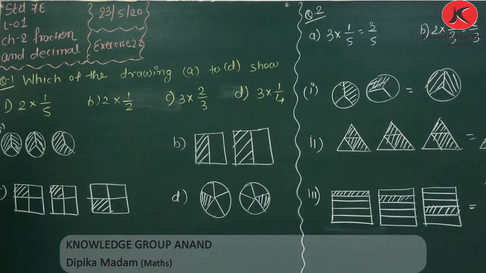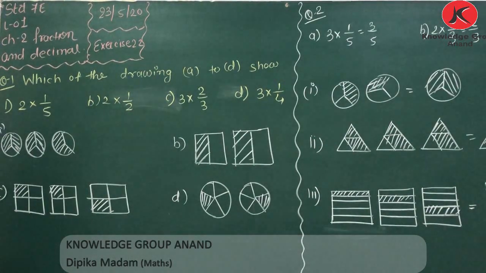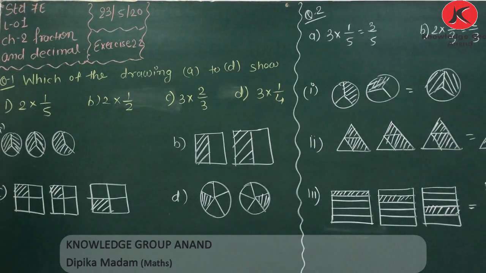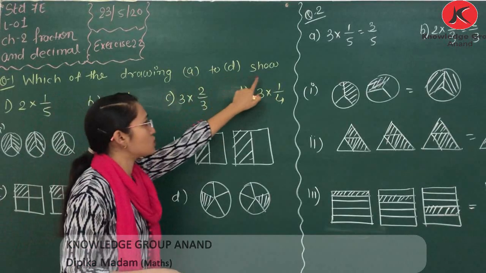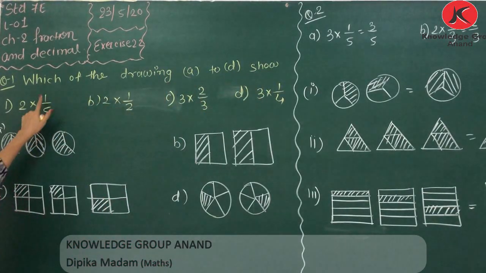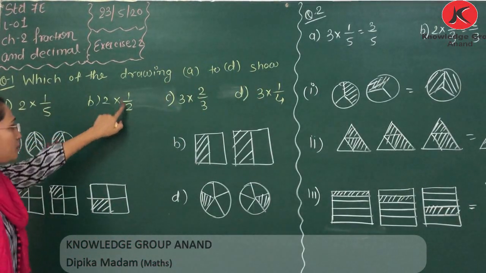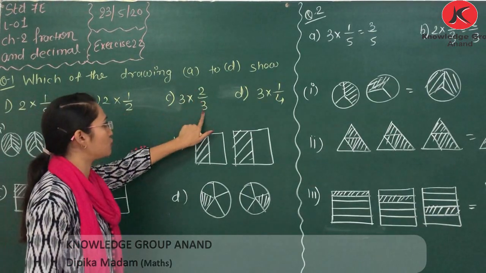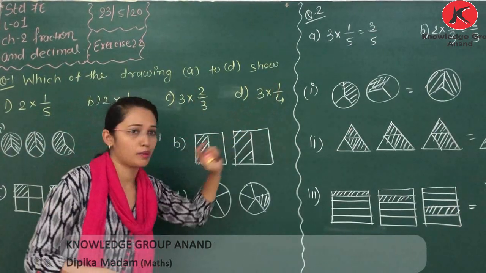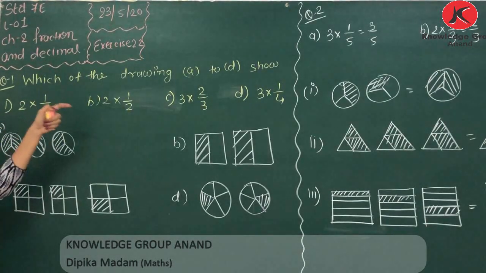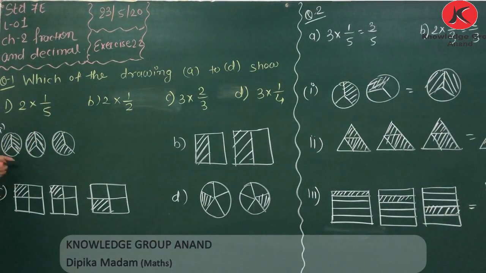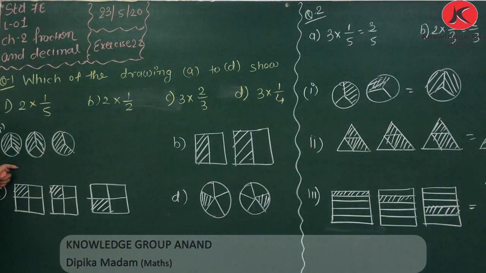Now today we will solve exercise 2.2, question number 1: which of the following drawings A to D shows first 2 multiply 1 by 5, 2 multiply 1 by 2, 3 multiply 2 by 3, and D 3 multiply 1 by 4. Here 4 drawings are given. So what you have to do is find which part is represented in A, B, C and D. So we need to write each of the following fractions.